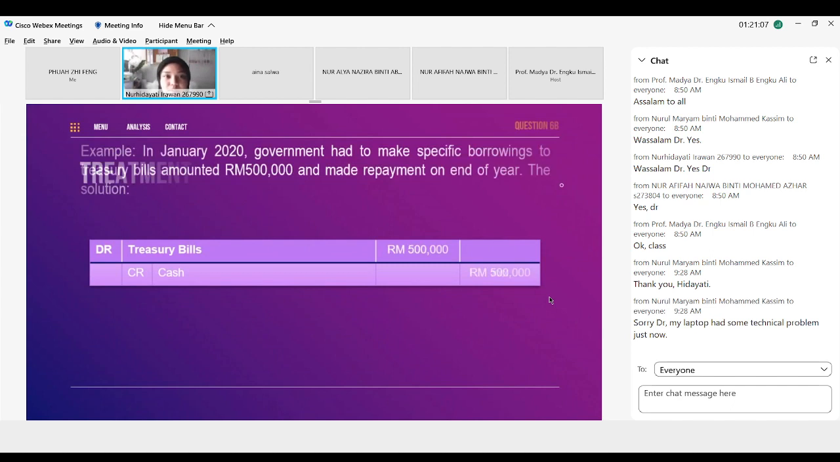Let us see the example. In January 2020, government had to make specific borrowing to the treasury bill amounted 500,000 and made repayment on the end of the year. So the solution is debit treasury bill 500,000 and then credit cash 500,000. That's all from our group.